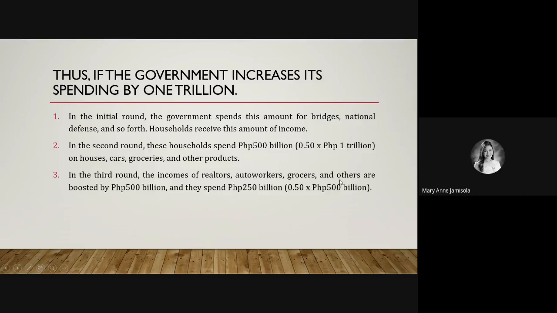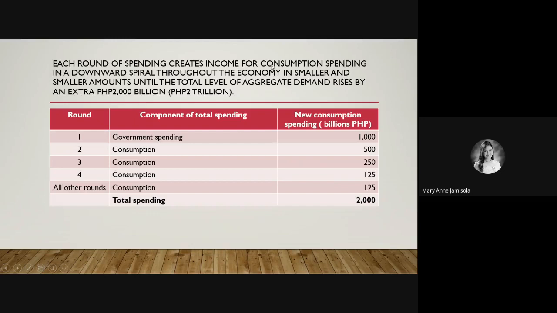Okay. So each round of spending creates income that will then be used for consumption spending in a downward spiral. Why a downward spiral? Because it becomes smaller and smaller. Now, throughout the economy in smaller and smaller amounts, until the total level of aggregate demand rises by an extra 2,000 billion, or simply 2 trillion.